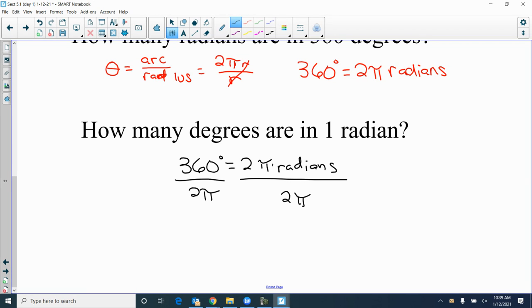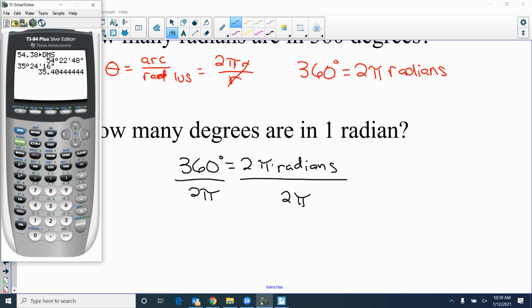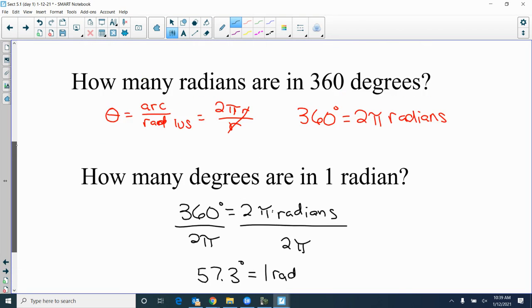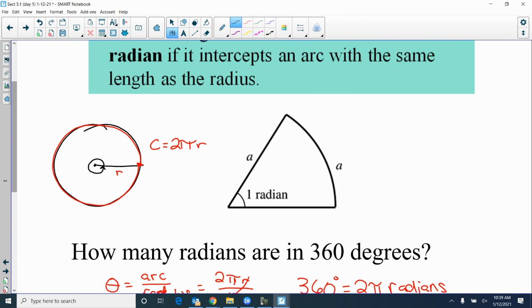I don't think I got the right answer. Okay, you've got to be careful here. When I divide 360 by 2 pi with my calculator, I have to put it in parentheses. If you have the kind where it makes a fraction, I think you're okay. If I do that, I get 57.3. So 57.3 degrees equals 1 radian, approximately. It looks logical for that one.